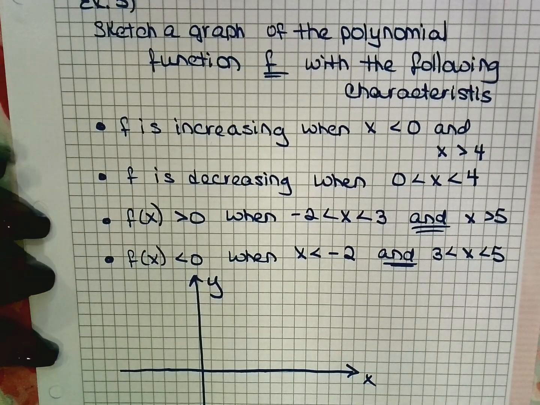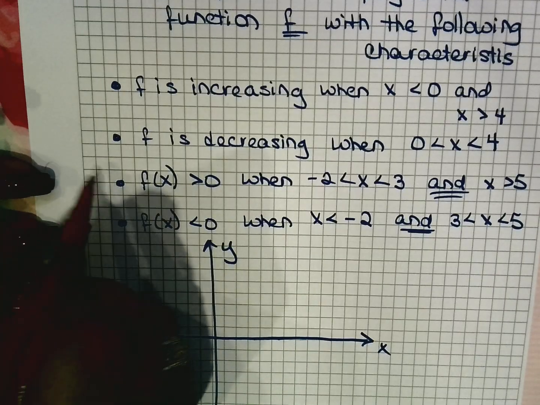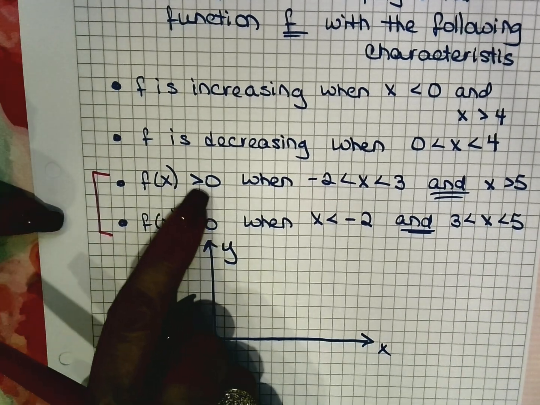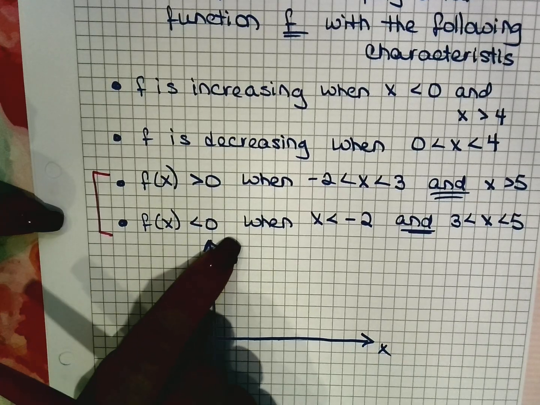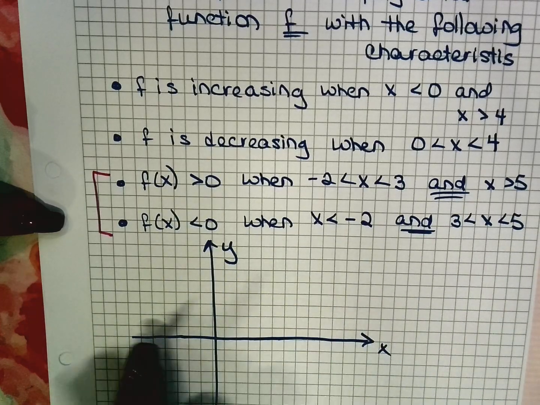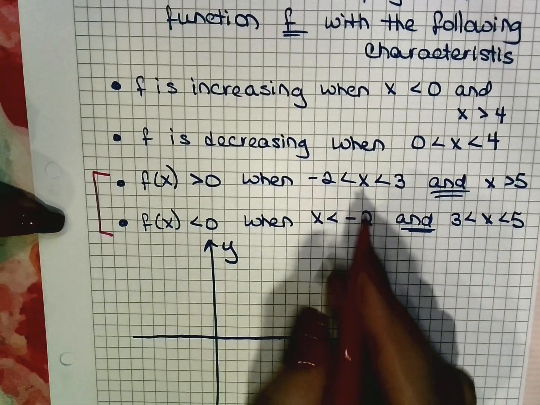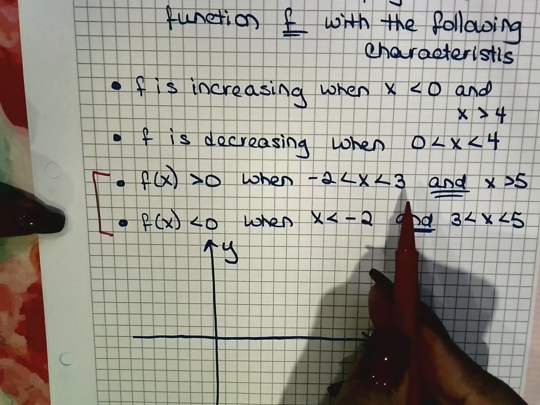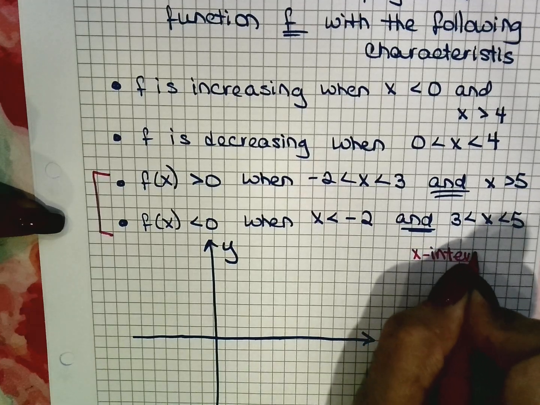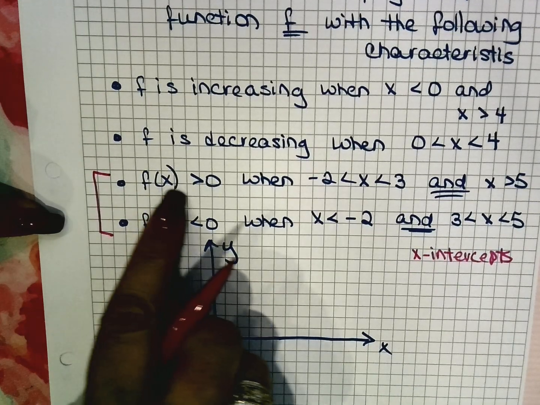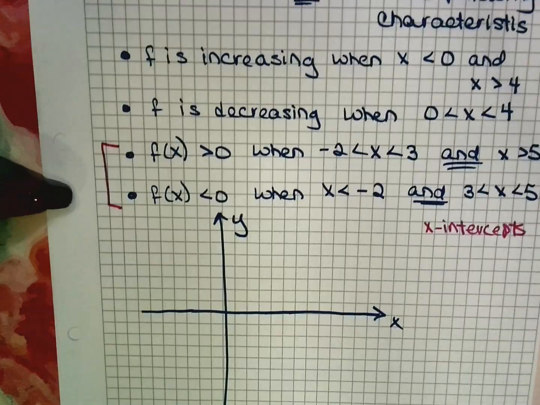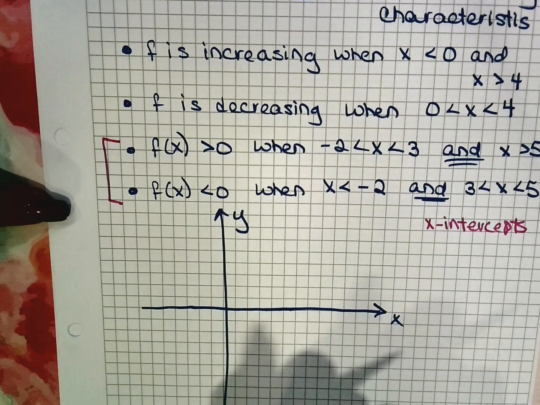All right, so I'm actually going to look at these two first. Because remember, when things change from being greater than 0 to being less than 0, that means they have crossed over the x-axis. Stuff has happened here. So these guys have to be x-intercepts, because they are points where the function goes from being positive to being negative. So let's first plot our x-intercepts.